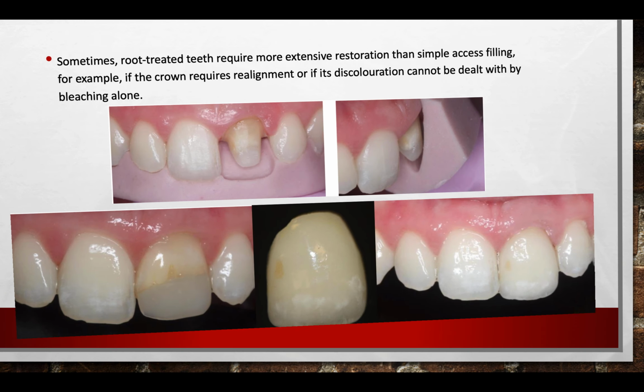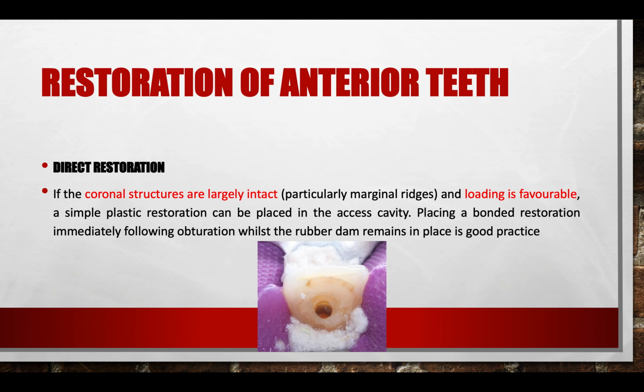Let's discuss some examples on restoration of root canal treated teeth. We'll take the teeth as individuals. For anterior teeth, if you only have the palatal part affected, and the coronal structure is largely intact, then a composite restoration on the palatal surface will be enough to restore your access cavity.